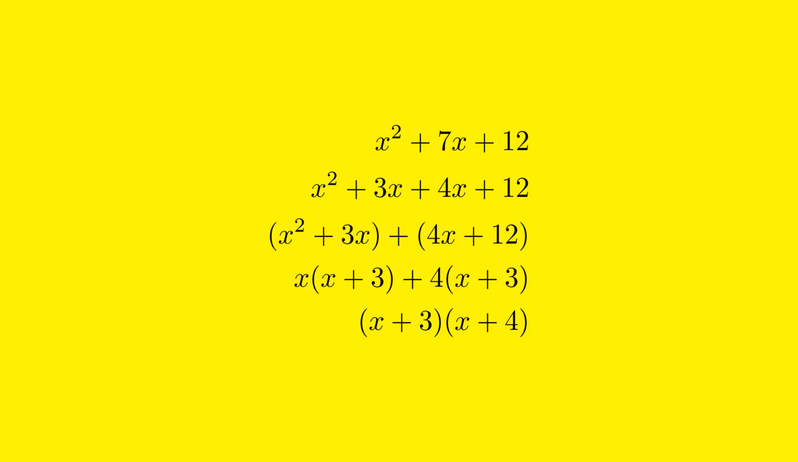Since x plus 3 is a common factor in both terms, we can factor it out, resulting in (x plus 3) multiplied by (x plus 4). Therefore, the equation x squared plus 7x plus 12 factored is (x plus 3) multiplied by (x plus 4).